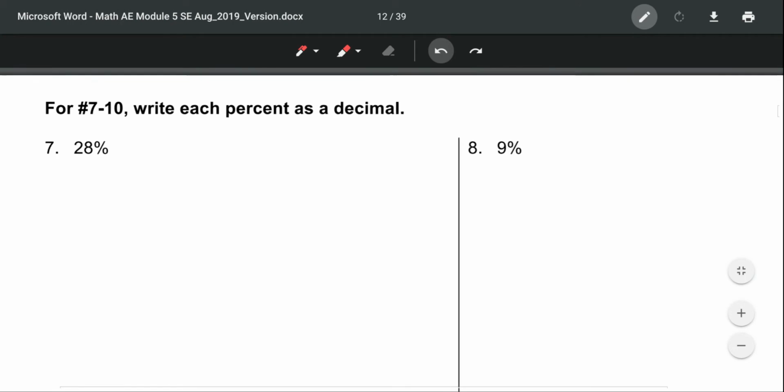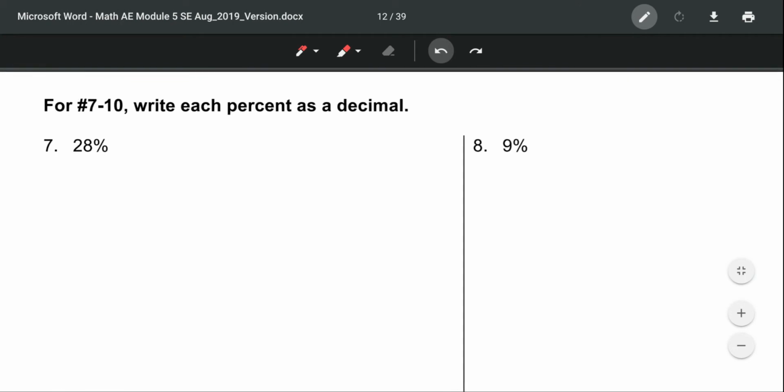So remember that 28% means 28 out of 100. And remember, we talked about place value earlier in the module. 28 out of 100 means 28 hundredths, so that would be 0.28.